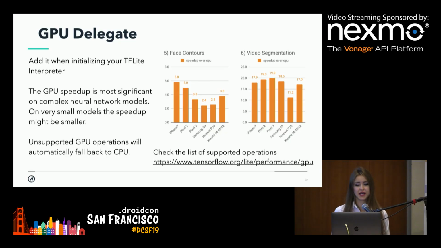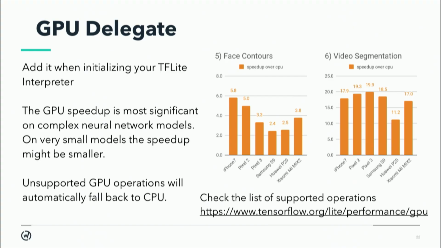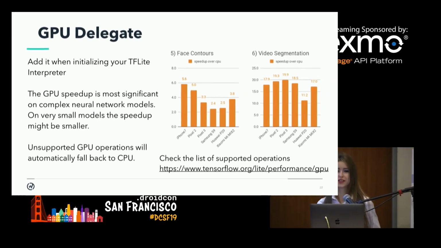Another cool feature in TensorFlow Lite is GPU delegates. So basically that means that it takes advantage of the GPU of your phone. When it does that, the speed up can be really significant. You have a couple of charts here for detecting face contours and video segmentation on different devices. We can see results are pretty noticeable. However, on small models, the speed up might be really small, so it might not be worth it. Also, the GPU operations that are not supported will automatically fall back to CPU.